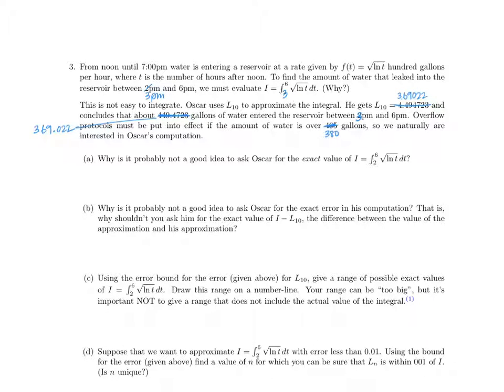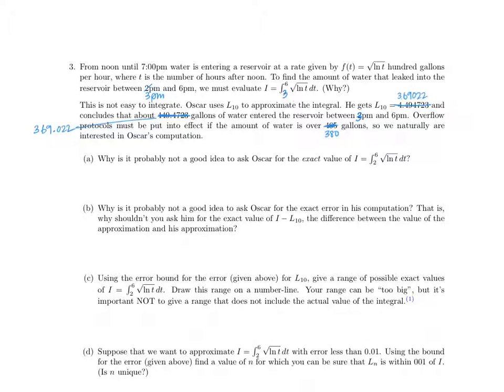So the first part of this question is, why is it probably not a good idea to ask Oscar for the exact value of this integral? Well, he simply can't compute it, right? It doesn't have an antiderivative that's composed of elementary functions. This is why he's using an approximating method in the first place. Which brings us to part B.